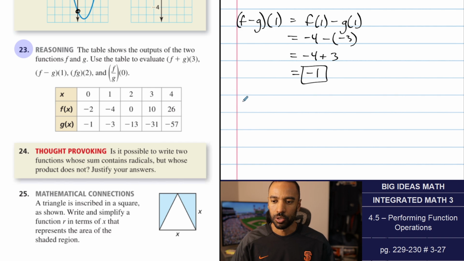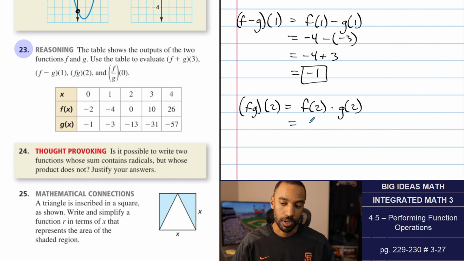F times g of 2 equals f of 2 times g of 2. F of 2 is 0. Well, the result's going to be 0. So 0 times negative 13, which is 0.